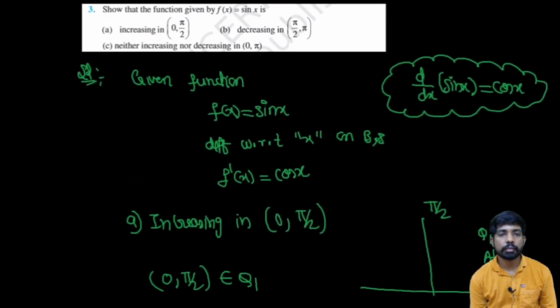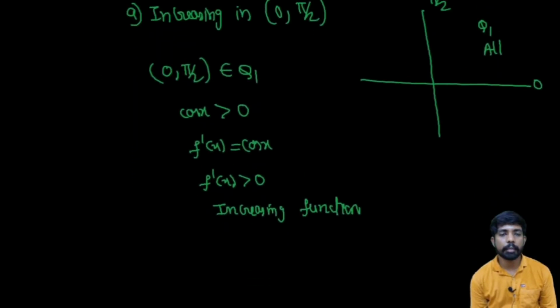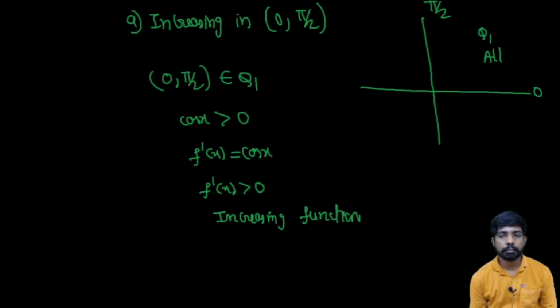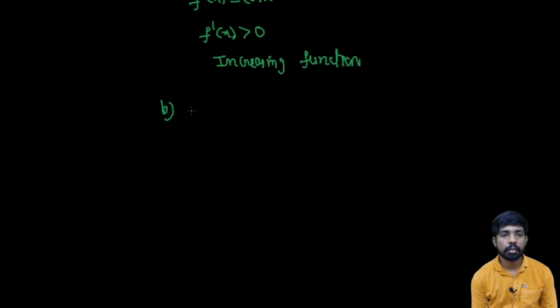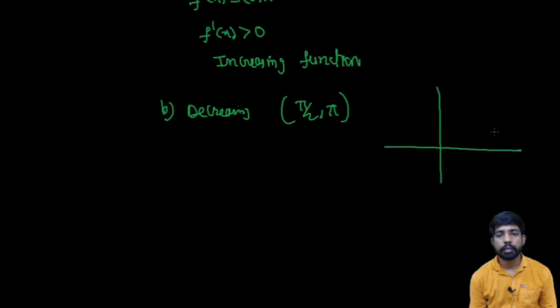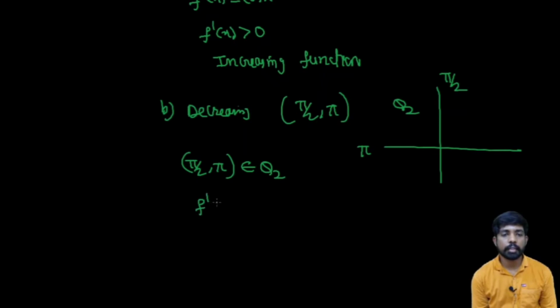Next, decreasing in pi by 2 to pi. So here this is pi by 2 and this is pi. Pi by 2 to pi belongs to the second quadrant. In the second quadrant, what are positives? First of all, we will write the slope. What is the slope?